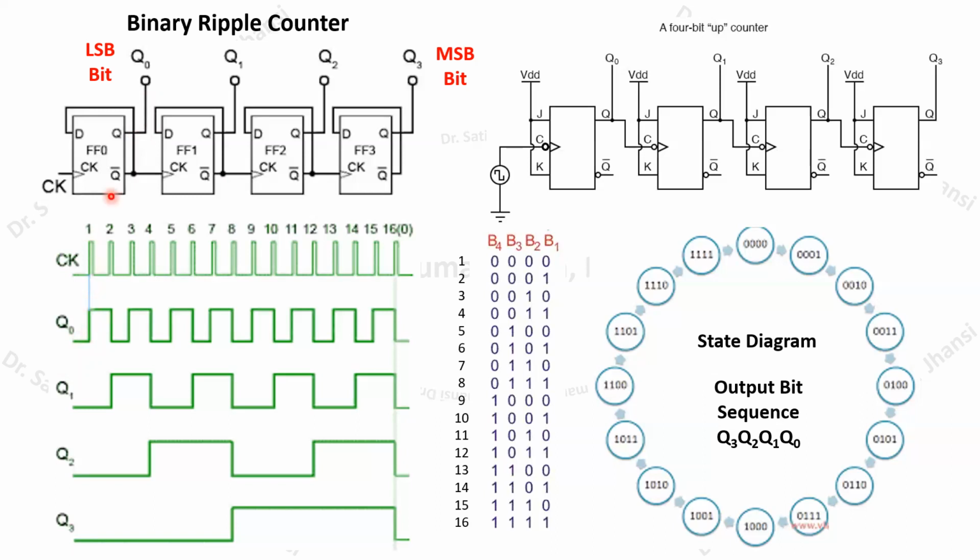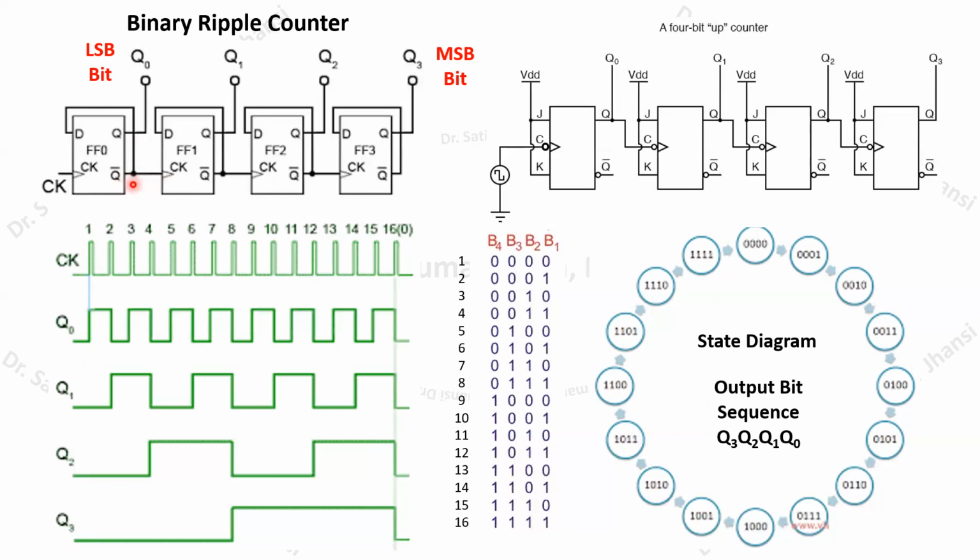When this output Q becomes high, Q bar will become 0. Again, because it is an asynchronous counter, only the clock is connected to the first flip-flop, and the rest of the flip-flops are driven by the previous flip-flop's output. So we are driving this particular flip-flop by this Q bar.